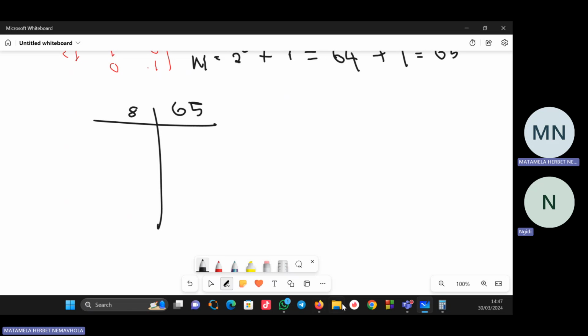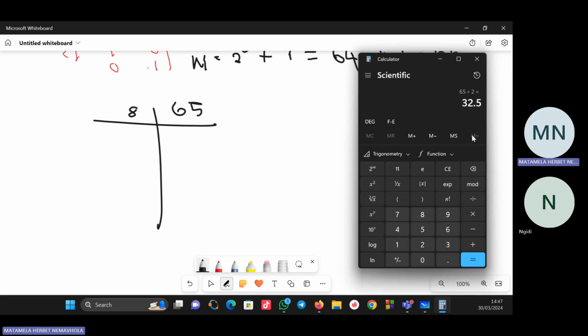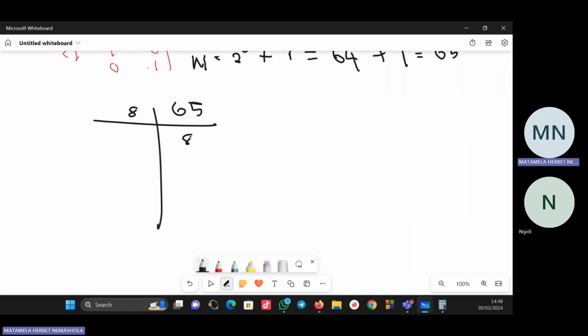So which means you are going to use your calculator. How many times does 8 go into 65? You can use your calculator, though sometimes you don't really need one. It's 8, because 8 times 8 is 64. The remainder is going to be 1. You see that? Then you divide 8 by 8, which is going to be 1. The remainder is going to be 0.